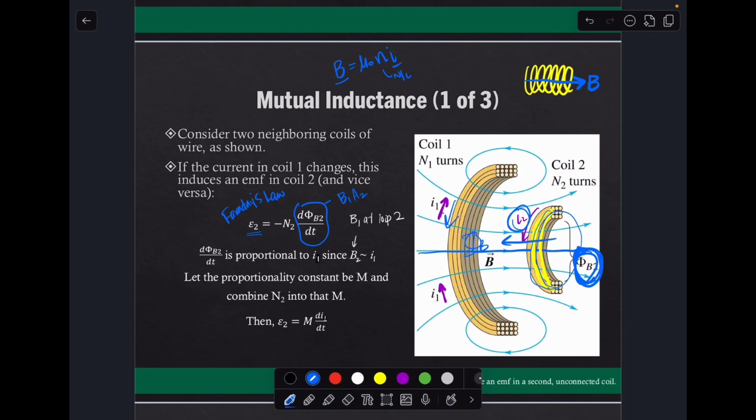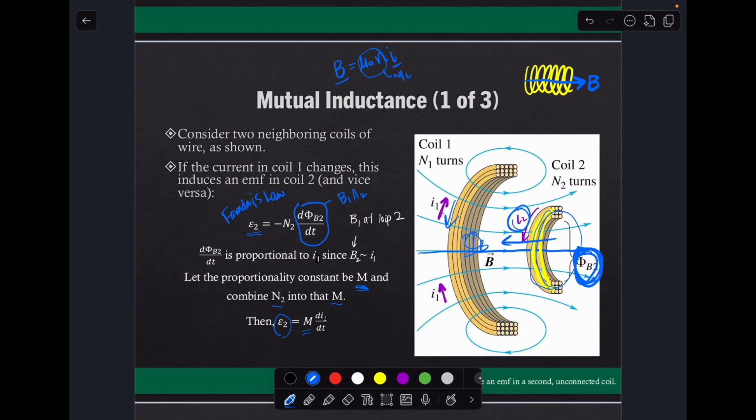And what we can do is, there's a bunch of constants in front of it. We can lump all these constants into a constant called M, which we will name the mutual inductance. And we'll put N2 in there as well, okay? And then we can restate Faraday's law as the voltage through loop 2 is equal to this constant M times the change in current with respect to t.